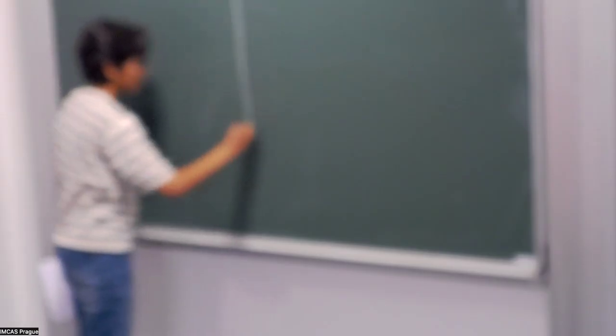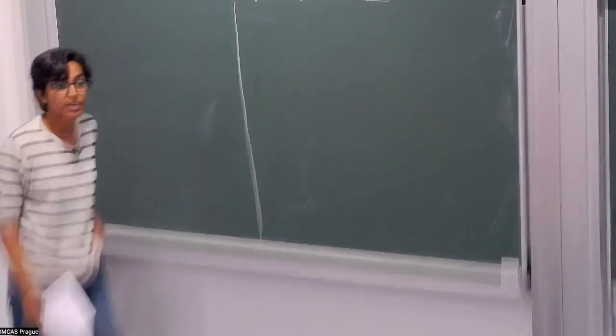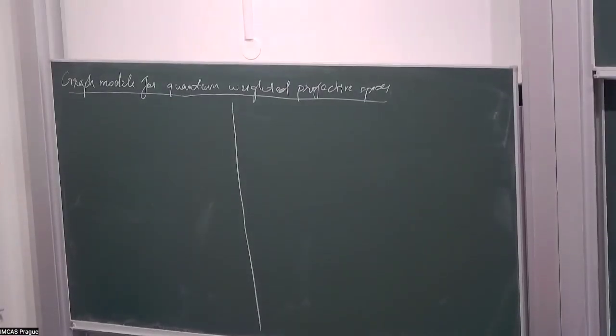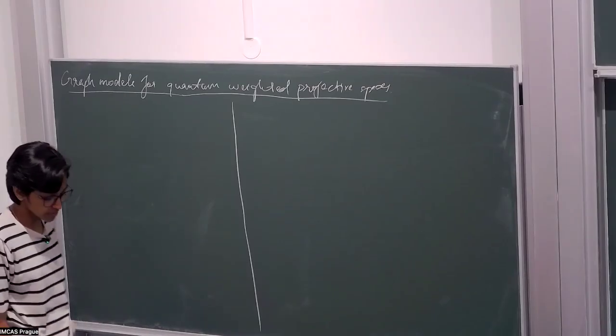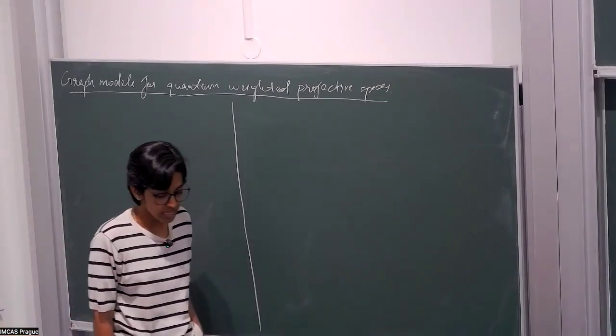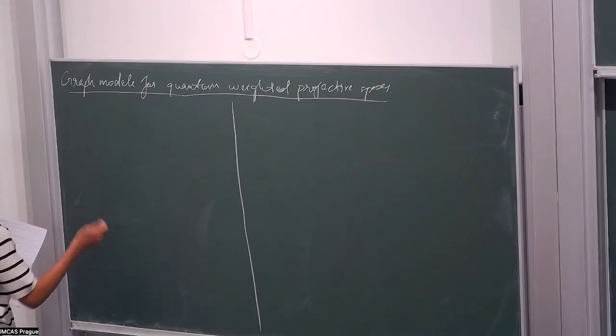Thank you for the introduction. So, as we just saw, I'll be speaking about constructing graph models for quantum weighted projective spaces. This is joint work with Aaron Kettner, who you might know. Classically, weighted projective spaces are defined as homogeneous spaces of odd-dimensional spheres with a weighted circle action. And quantum weighted projective spaces are also defined in a similar way.